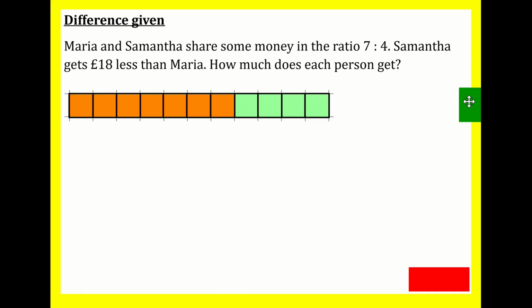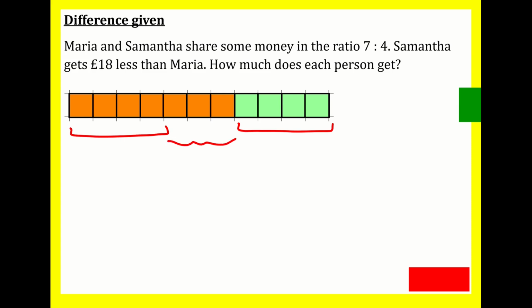Well, guess what? A bar diagram goes a long way. And this time, let's just think about this. We can see that Samantha has 4 lots, and that corresponds with Maria's 4 lots. So Samantha gets £18 less than Maria.